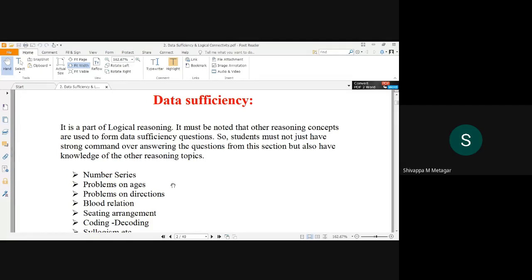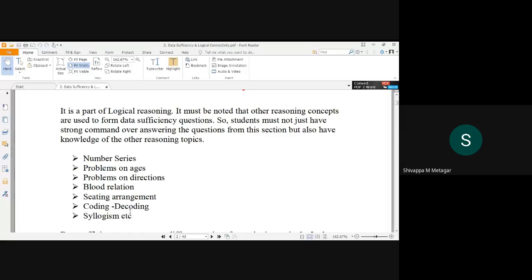They may ask questions in data sufficiency from all the quantitative aptitude topics, like first the number series. The second chapter is problems on ages, then problems on directions, blood relations, seating arrangement, coding-decoding, and syllogisms. Some other chapters are also there, so many topics come under data sufficiency. They may ask questions related to any chapter. Before going to data sufficiency, if you are perfect with each chapter, then it is easy to solve the questions related to data sufficiency.